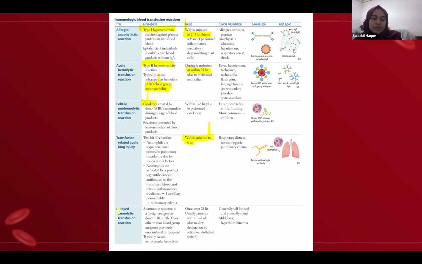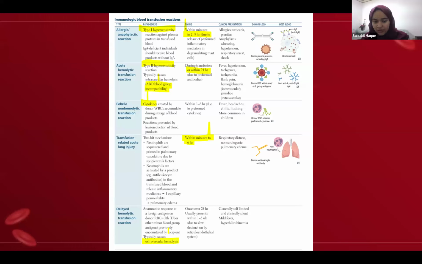Okay. Then lastly, we have delayed hemolytic transfusion reaction. This is like a response to foreign antigen on donor RBCs or other minor blood group antibodies, like uncommon antibodies on the RBCs that maybe the cross matching did not pick up, that would cause delayed hemolytic transfusion reaction.